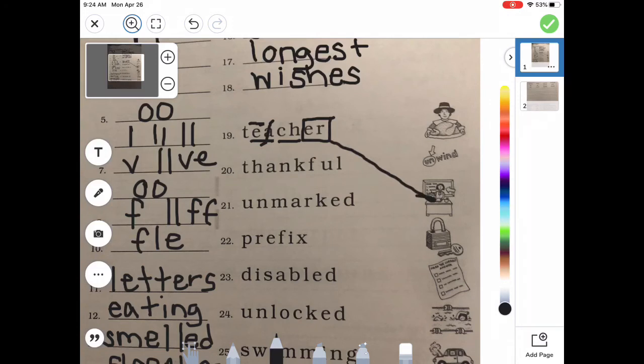All right, on number 20, what do you see? Suffix full, or FUL. Very good. I need to box it off. Then I've got an A in front of an N, so it's short, and I have digraph TH. So thankful. Thankful.